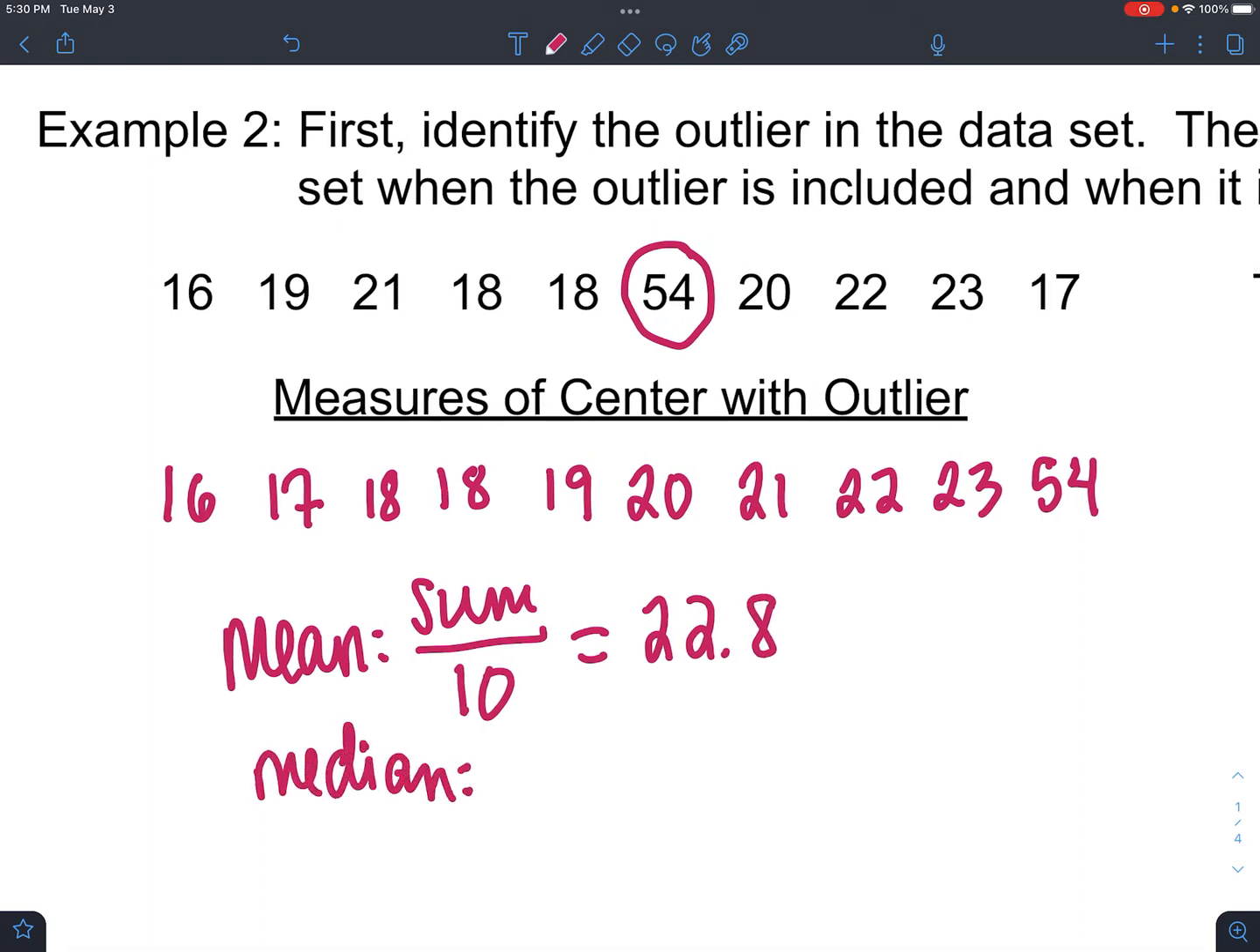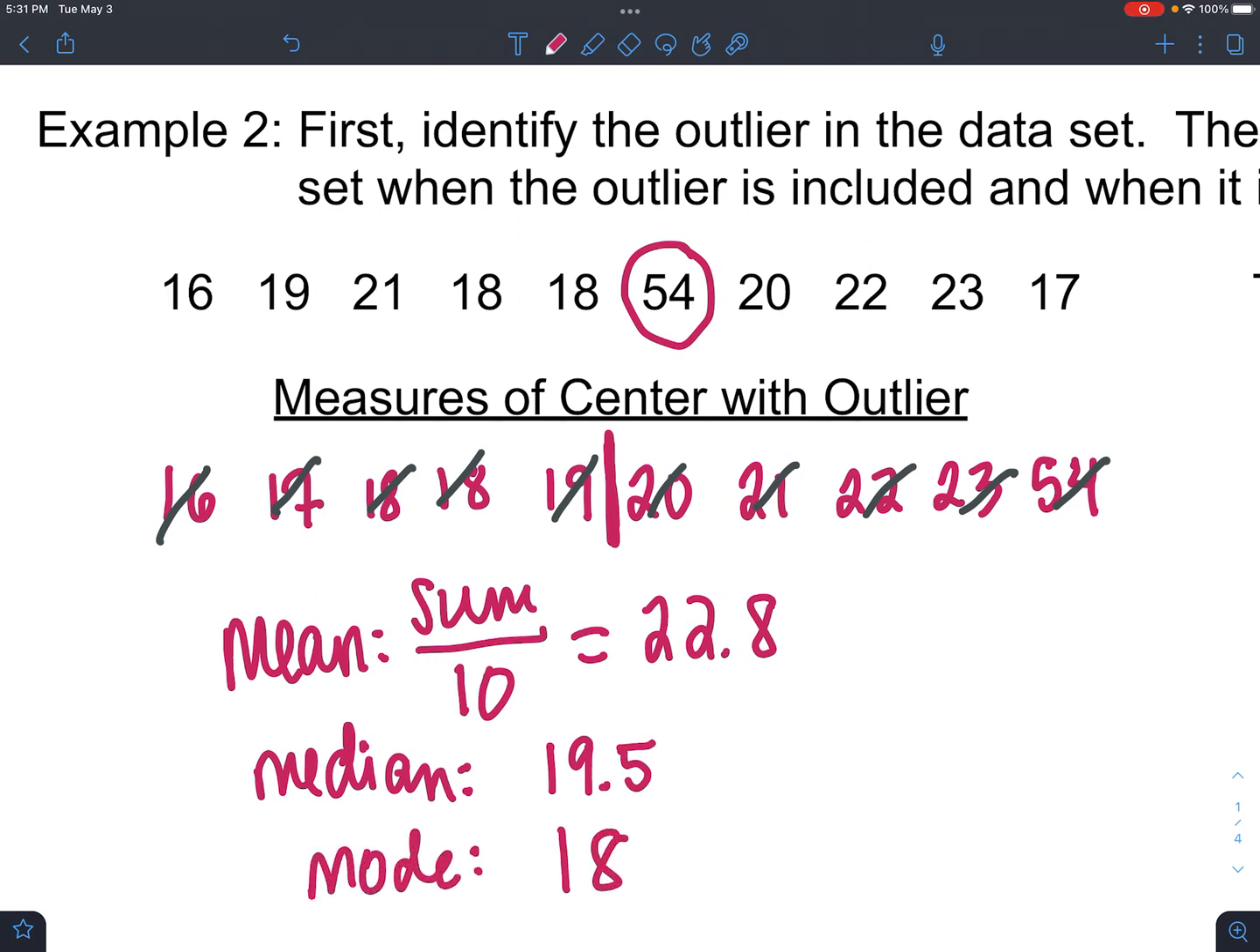Median. So this is an interesting case because if we do our little cross-off game, 1, 2, 1, 2, 1, 2, 1, 2, 1, 2. Remember, median means middle. It looks like our middle is actually somewhere in between here. And that division line has 5 on the left, 5 on the right. So that truly does appear to be the median. So what we do when that happens is we average the two numbers together, 19 and 20. Okay. And the mode is still 18.